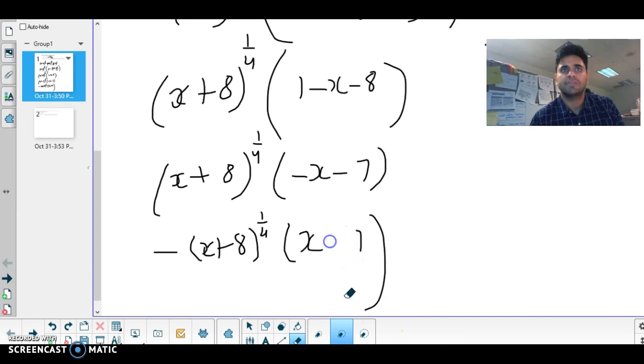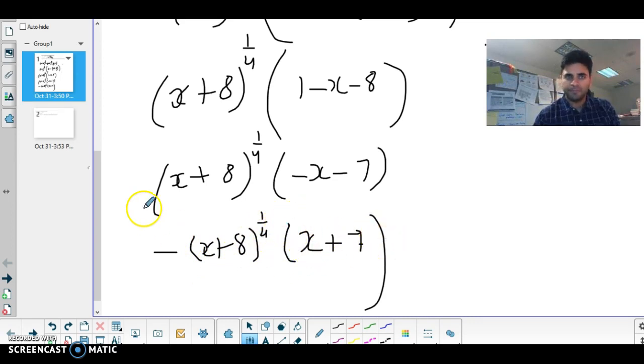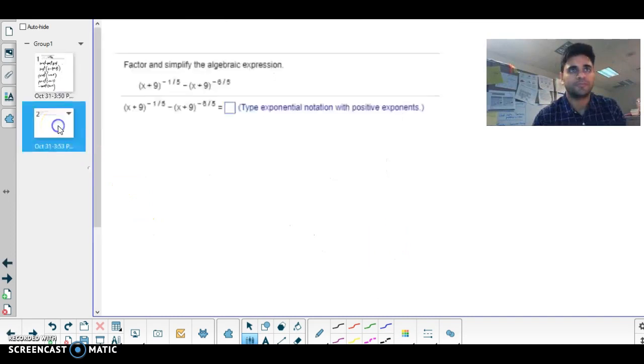This becomes x plus 7. Why? Because the minus sign is taken common. So this is becoming positive x. This is plus 7. And that will be your answer: minus bracket (x plus 8) to the power 1 by 4, another bracket (x plus 7). Okay, let's see another question.